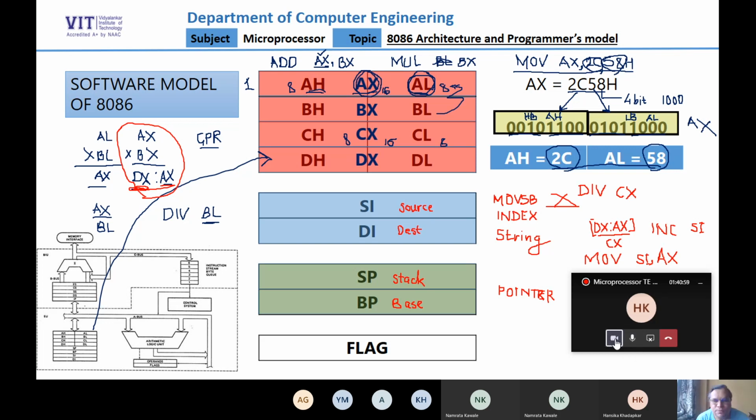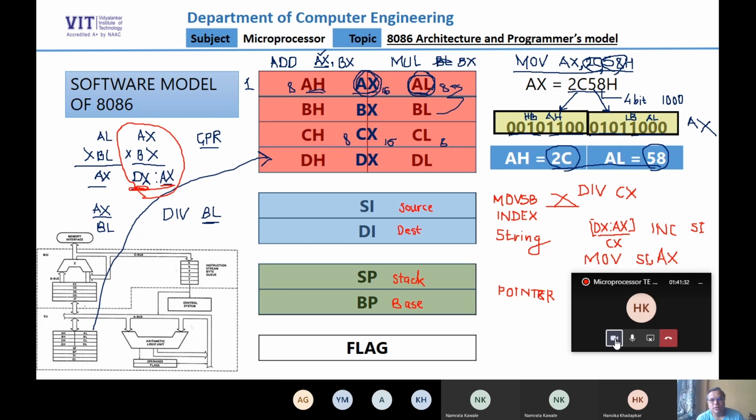Okay, I hope you have completed this diagram. That is the software model of 8086. Yes, all of you have completed it in your notebook. Okay. So now what is pending is we need to write about the stack pointer and base pointer, isn't it? So you start writing about SP and BP.